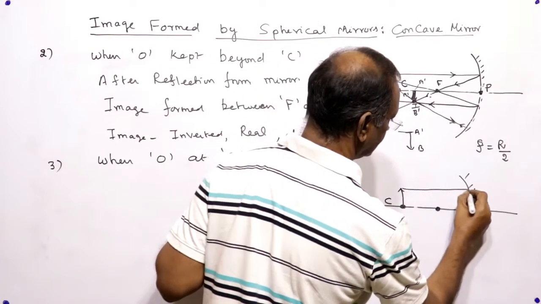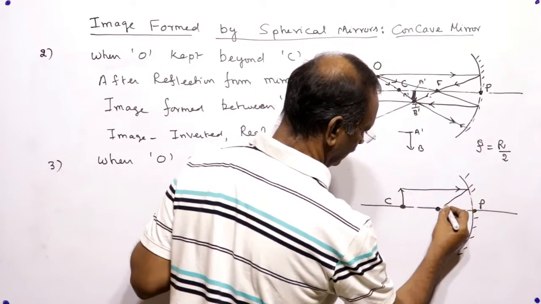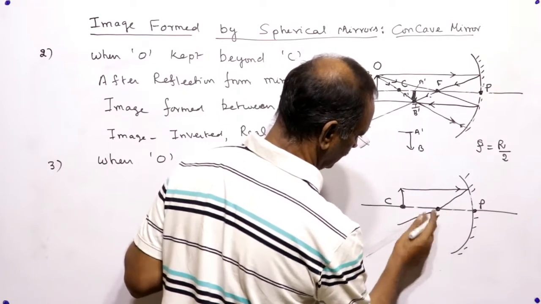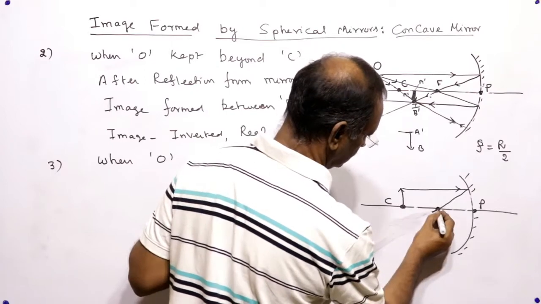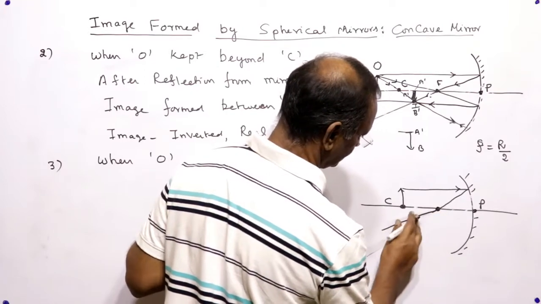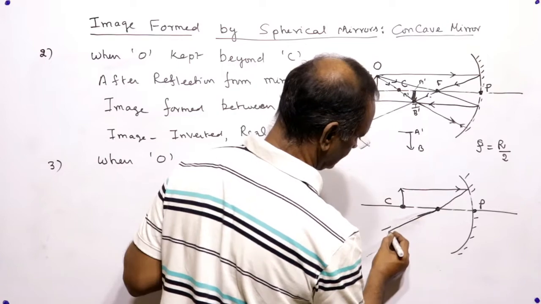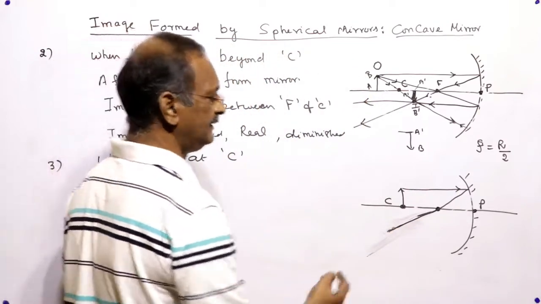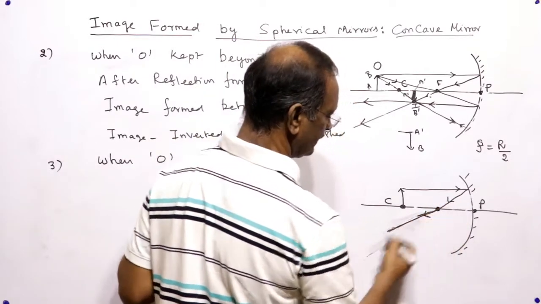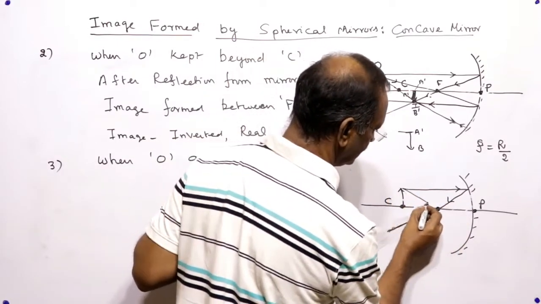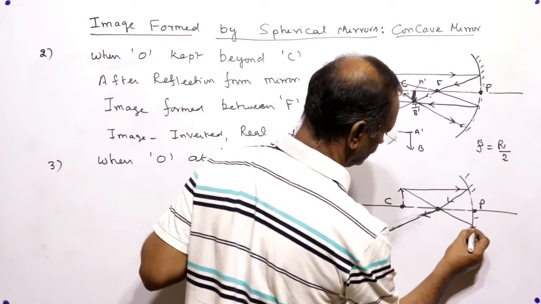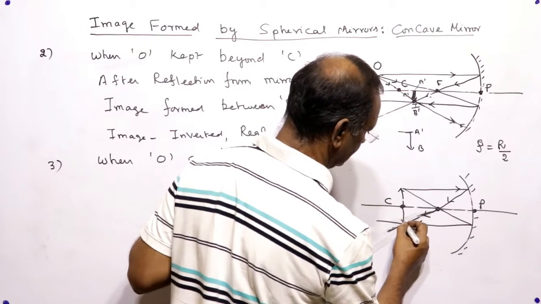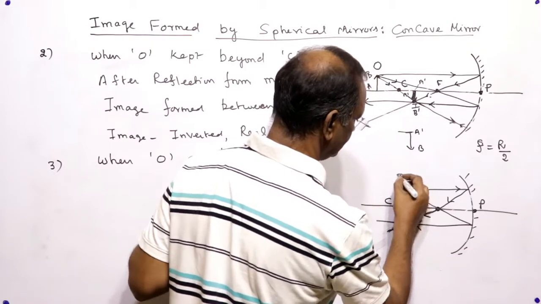The ray parallel to the axis will go and form like this. Actually, it's supposed to be a straight line, but in a rough sketch we assume that it is a straight line. So it comes like this, and one more ray is passing through the focus. After reflection, it comes like this. This is the image, this is the object.